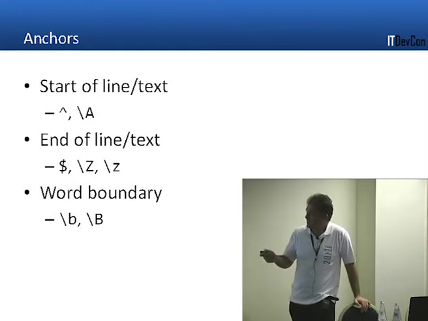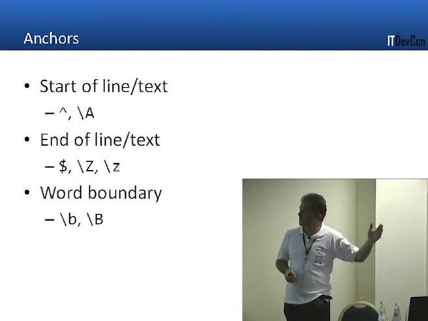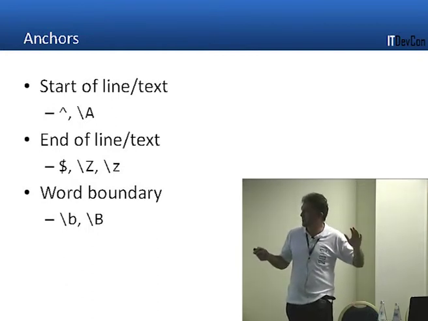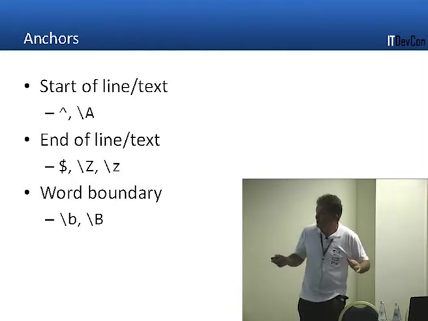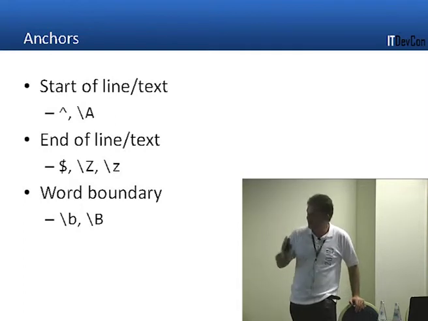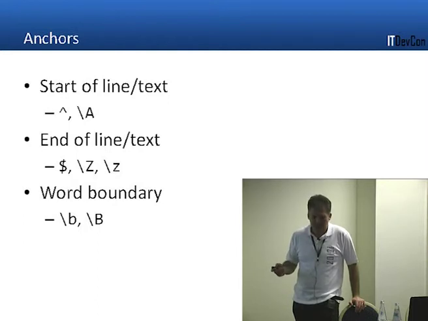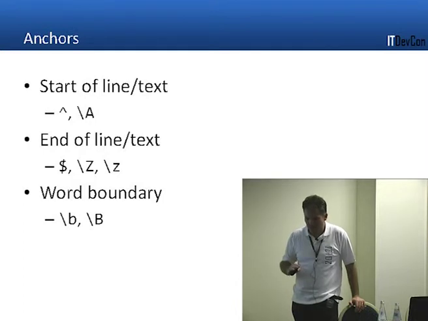Or you can use \A to say this must occur at the beginning of the text. Just keep this in mind. I'll return to this later. You can match the end of line with the dollar sign, so this part of the regular expression must occur at the end of line or at the end of text. And here the PCRE syntax supports two different versions of \Z, which I never remember how they differ.